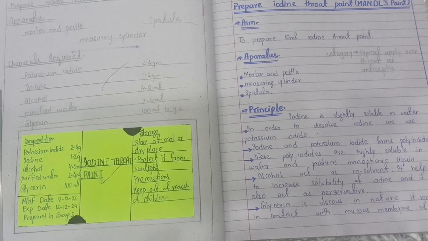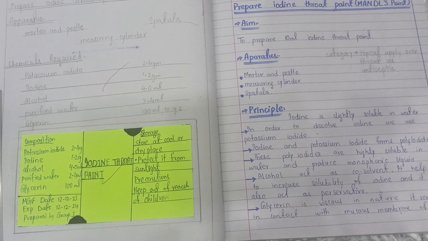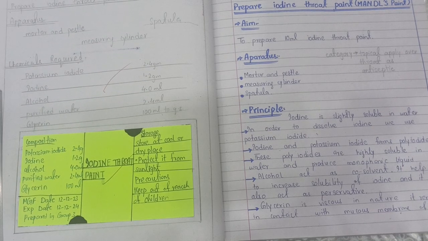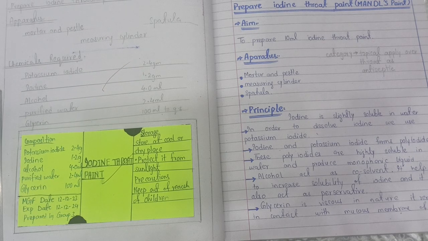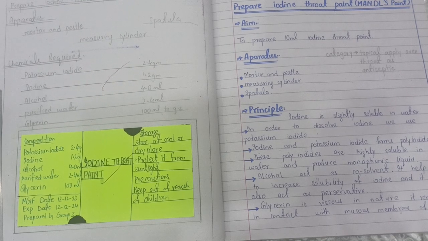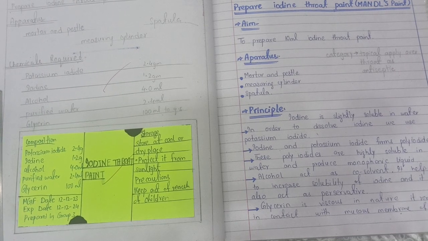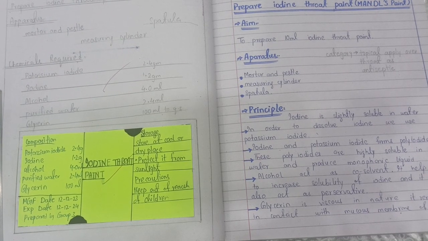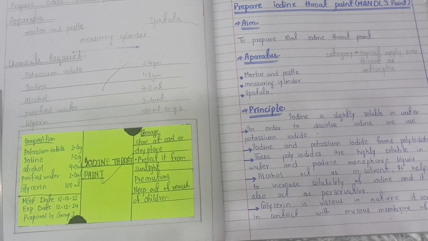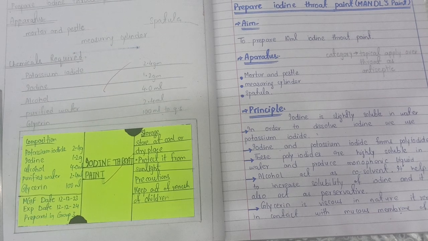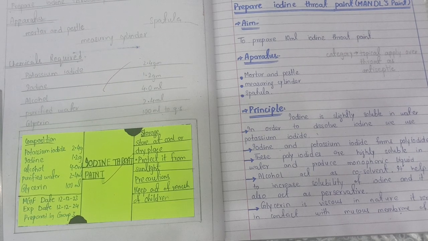It acts as an antiseptic, destroying every kind of bacteria or viruses that are present on our skin, not inside our body. On the skin of the throat, whatever bacteria are present, it will destroy them, and it also absorbs and destroys the bacteria which are present inside your throat. So what was the principle of it?